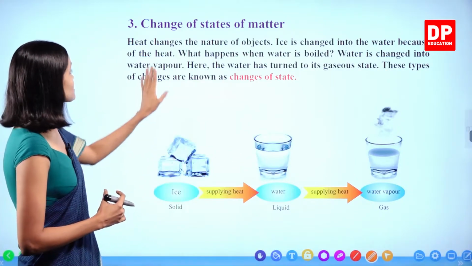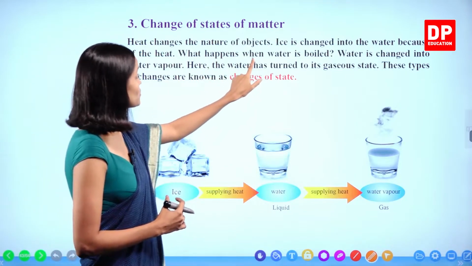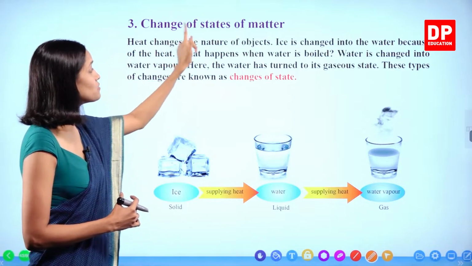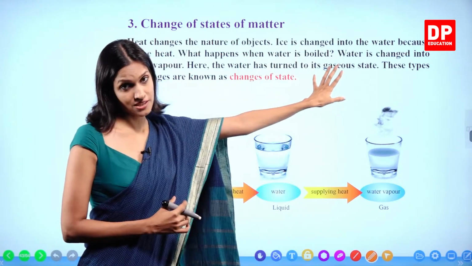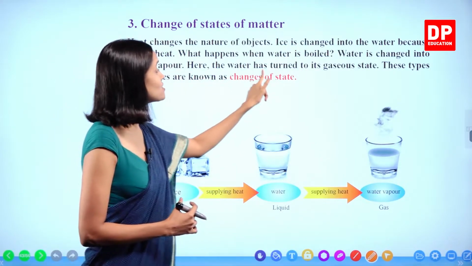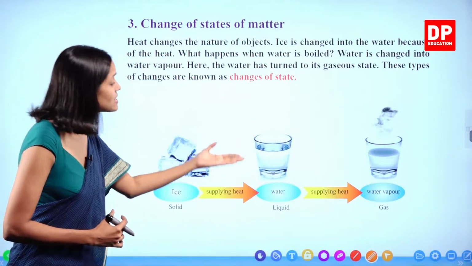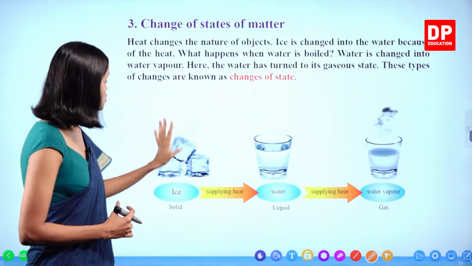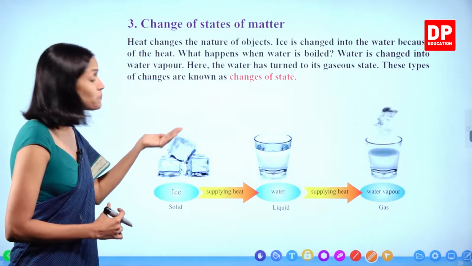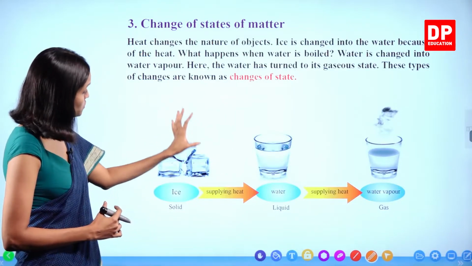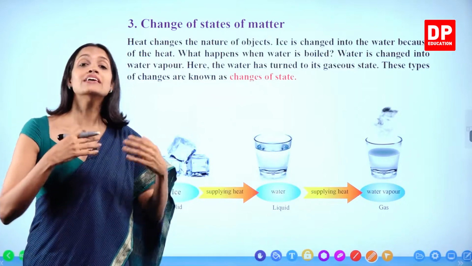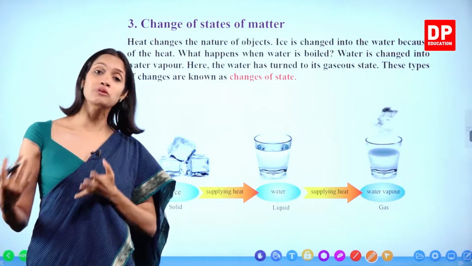Okay, children? So, here the water has turned to its gaseous state. Water is changed into water vapor. Here the water has turned to its gaseous state. These types of changes are known as changes of state. So, what is the reason for these changes of state? Solids turned into liquids, liquids turned into gas. Even though we don't supply heat when we take these ice cubes out of the refrigerator, it automatically gets heated up than it was before.